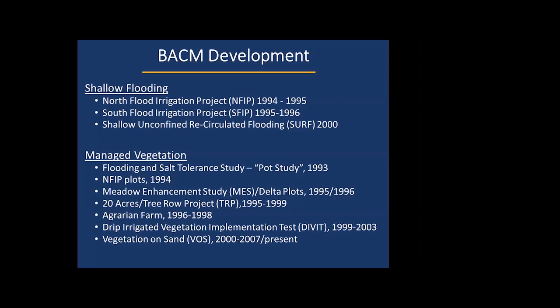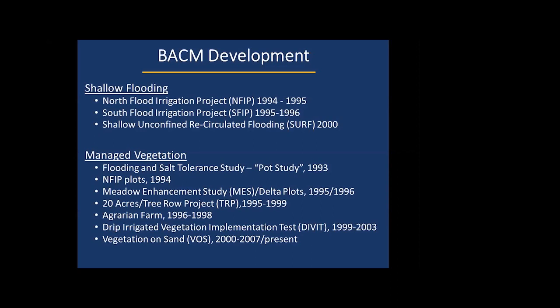For the BACM development, as I mentioned before, with the initial sprinkler project that was done in the early 1990s, the most effective part of that test was actually the outflow at the end of the sprinkler pipeline. So when we weren't sprinkling the surface, the water was still in the pipeline. We had to put it somewhere. So we just dumped it out at the end of the pipeline. And it was the most effective dust control. So that sort of led us to the initial development of the shallow flooding dust control measure.